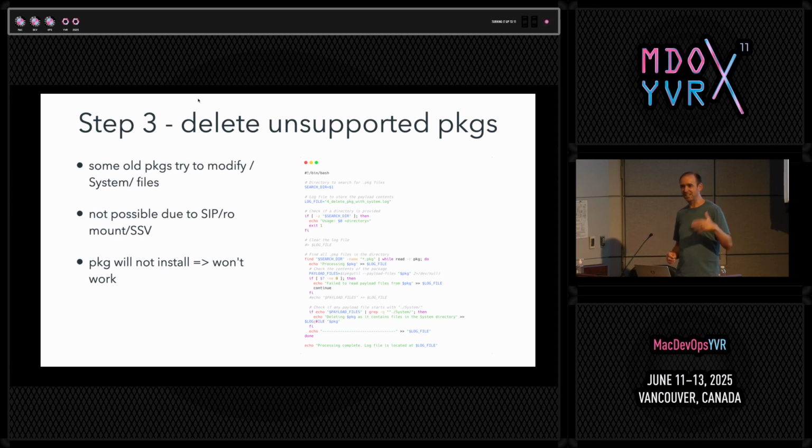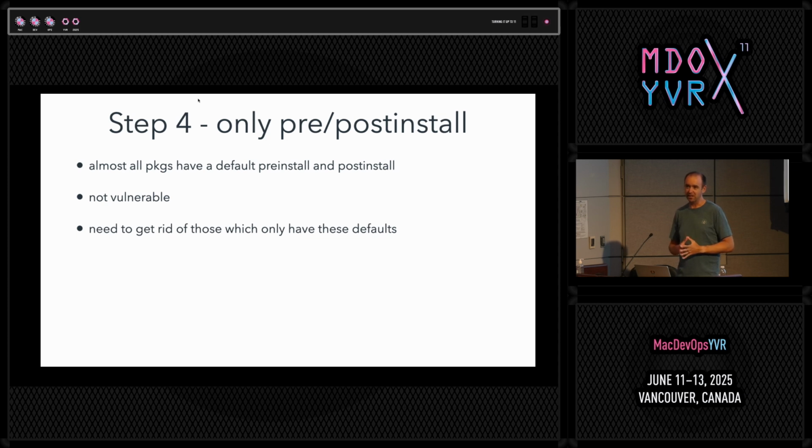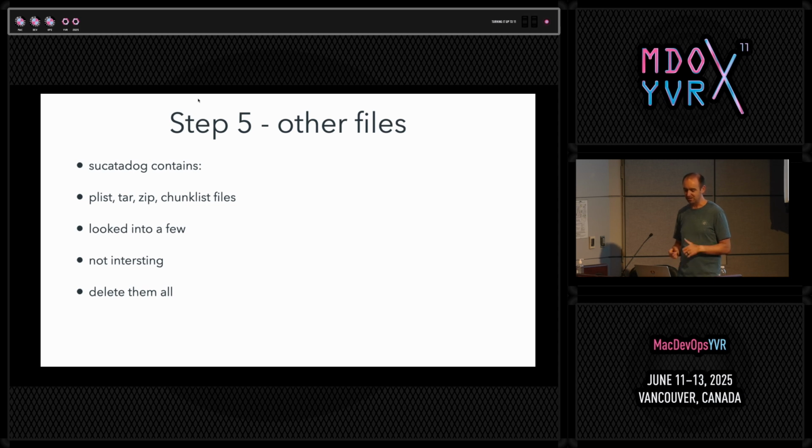So if the system detects that the package is trying to install something to /system or /usr, wherever, it will say, okay, this is an unsupported package, I bail out, I will not do anything. So all these packages are not interesting. Delete them all. Some packages have a default pre- and post-install script which only contains some default logging, and they are not vulnerable. So I was like, okay, if the packages only contain these default scripts, I can get rid of them. Then there are other files, some plist files, tar files, zip files, which actually contain all package types. I looked into a few, they were not interesting, so again, just delete all of them.